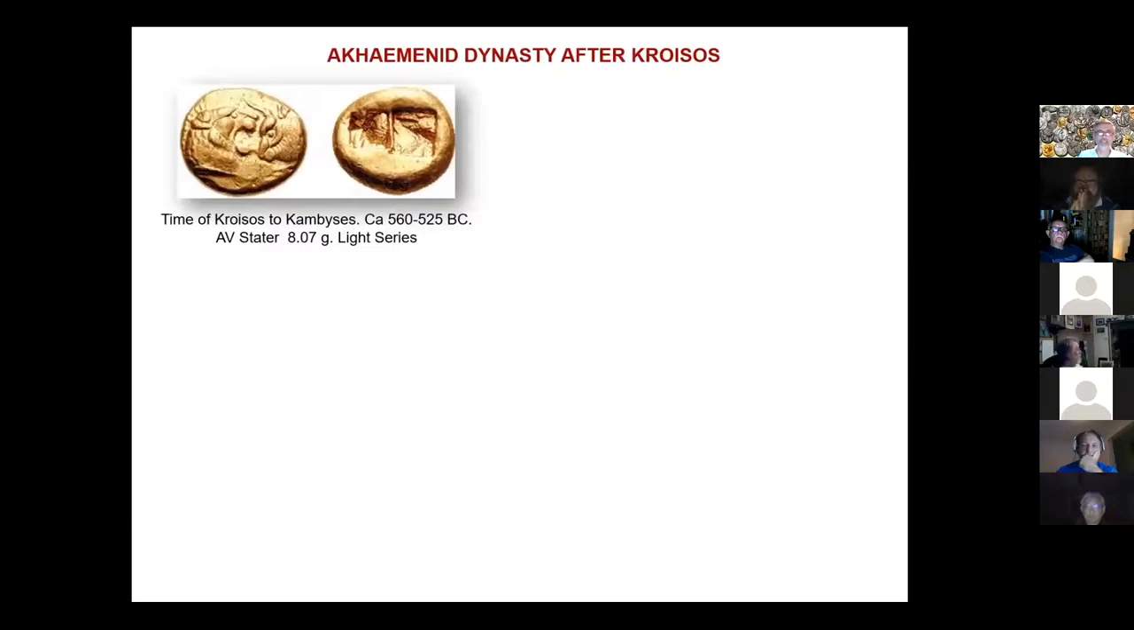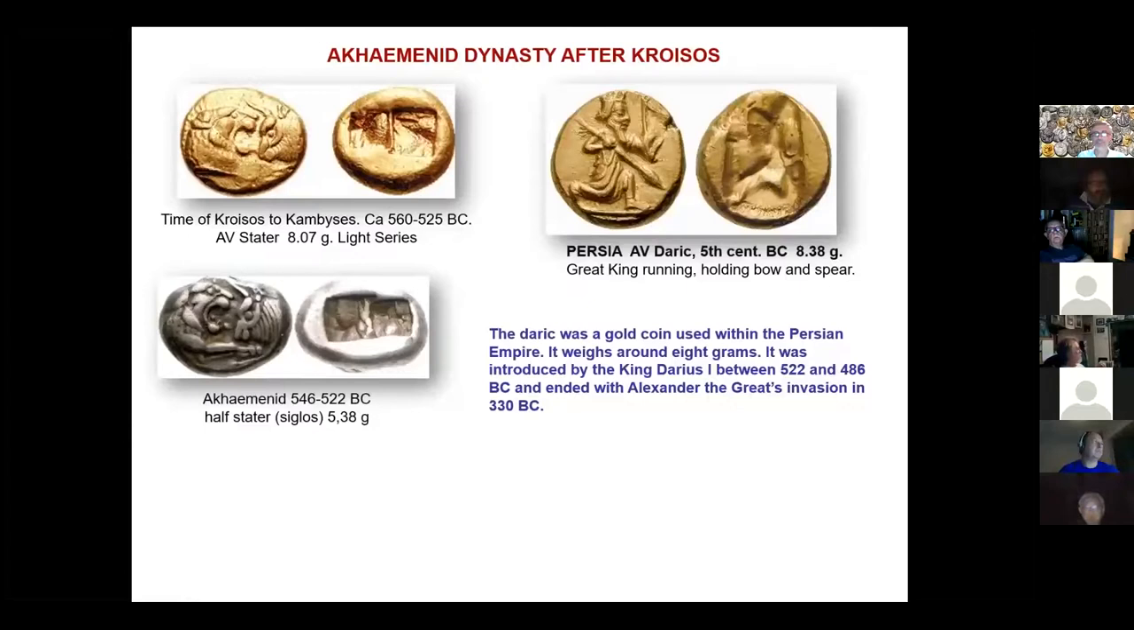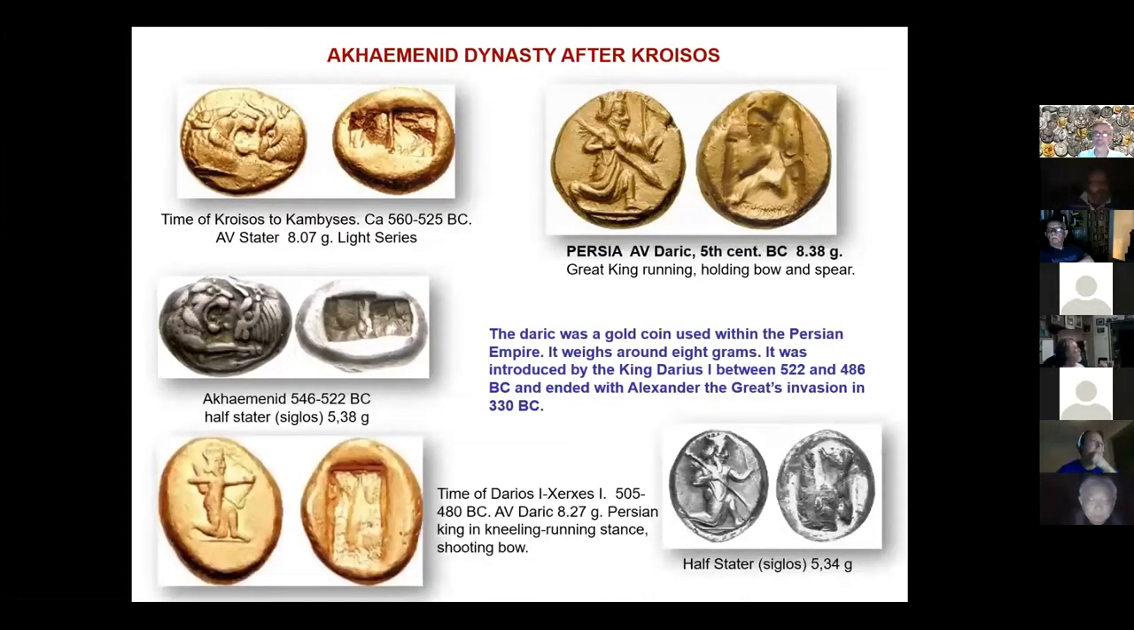When the Lydians were defeated by the forces of Cyrus the second, the Achaemenid dynasty took over the Lydian realm, yet they didn't have any coins at the beginning, so they continued using the coins of Croesus, or the same types, for quite a long time. Until during the time of Darius the first, between 522 and 486, he started to use his own empire's designs on coins. Yet the Lydian types continued to circulate alongside the Persian designed coins.